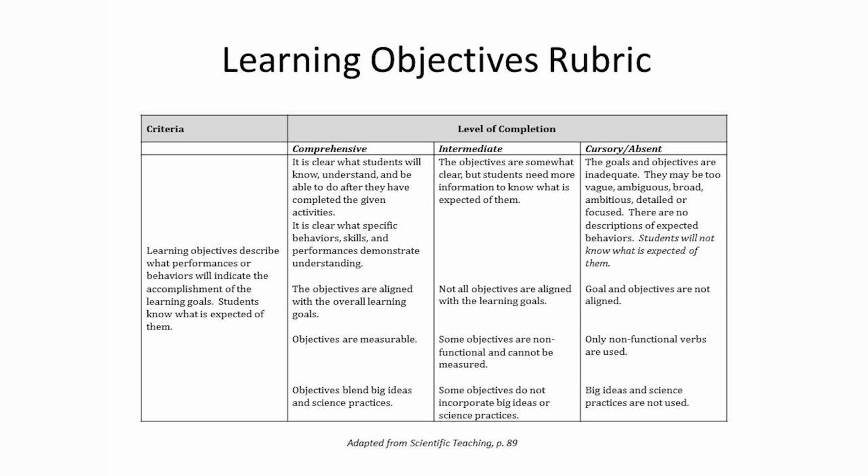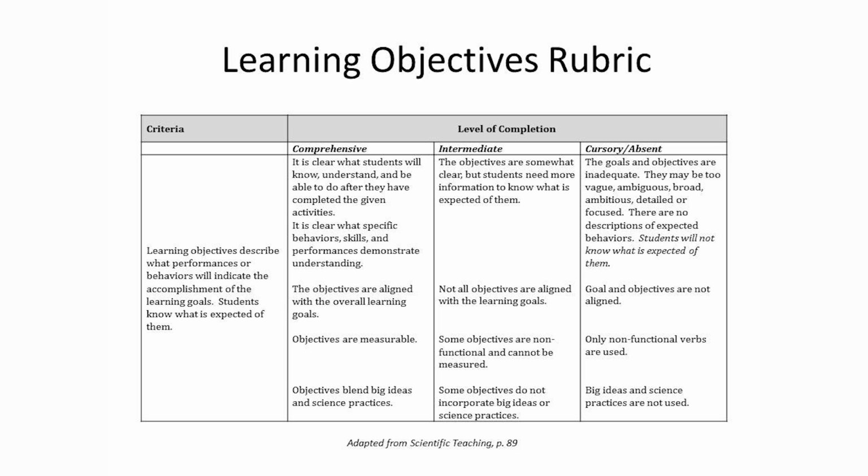It's clear what specific behaviors and skills and performances demonstrate understanding. The objectives are aligned with the overall learning goal. So sometimes we have a big goal and the objective that we've written for it perhaps isn't really getting at that broader goal. The objectives are measurable. Can you have the student do the activity and measure how well they did it?